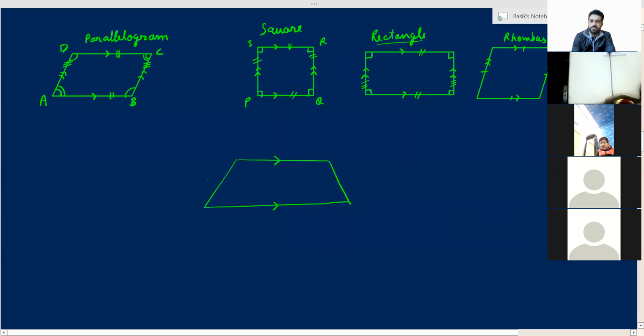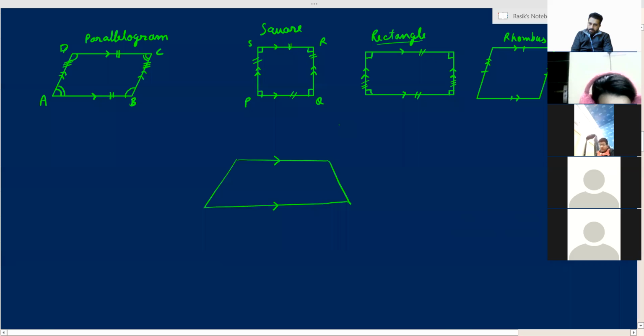Trapezium. Only one pair of opposite sides are parallel. Okay. Only one pair of opposite sides are parallel in a trapezium. बस. And the angles में कुछ special नहीं होता है. Angles, all the four angles are different. Unequal भी हो सकते हैं.